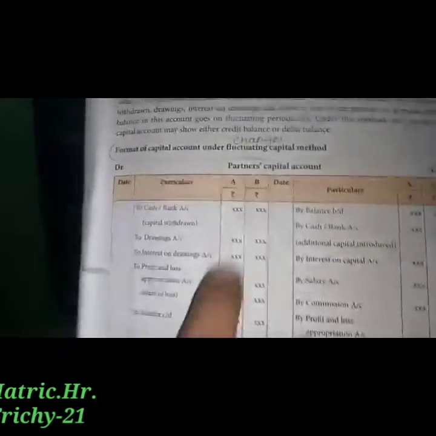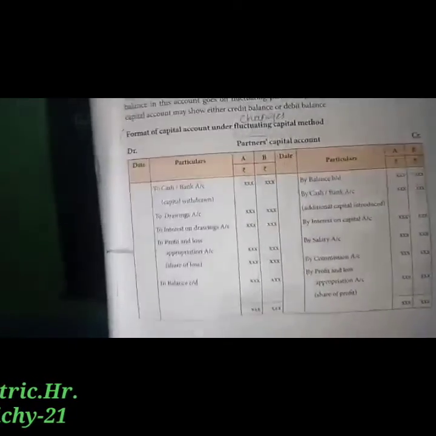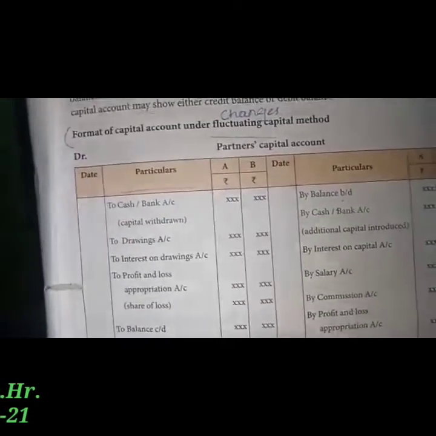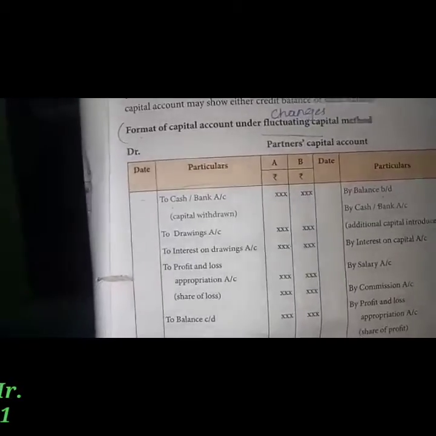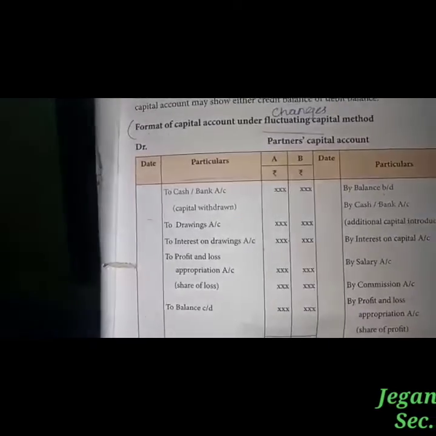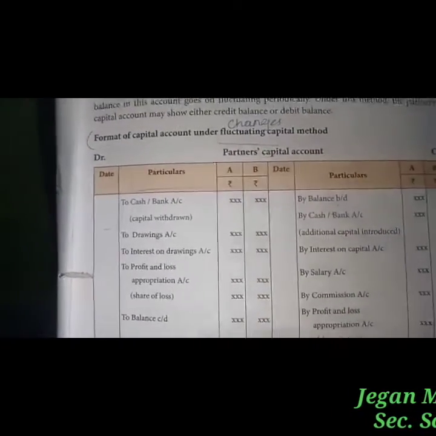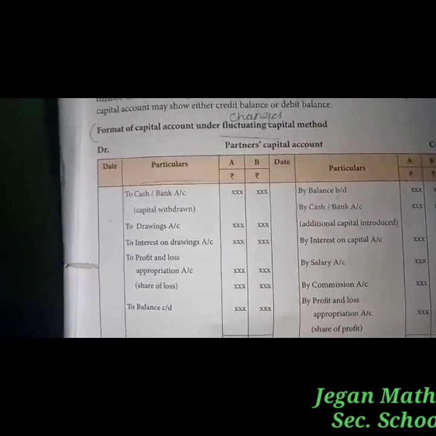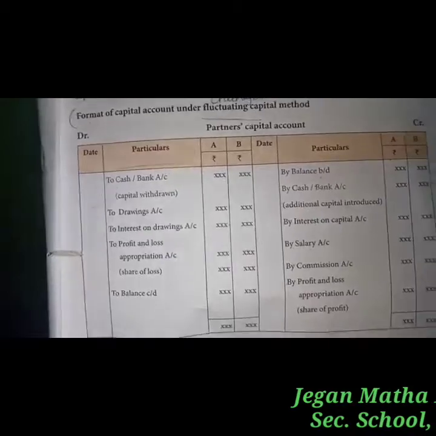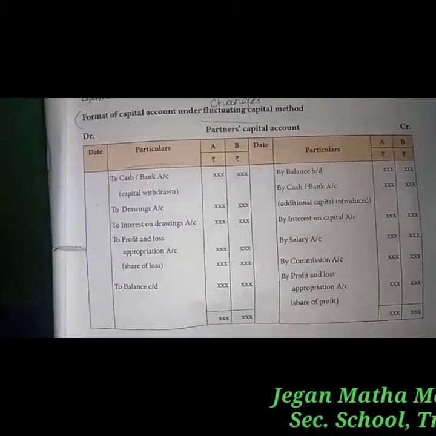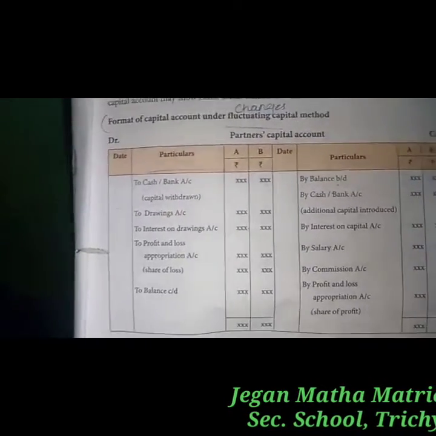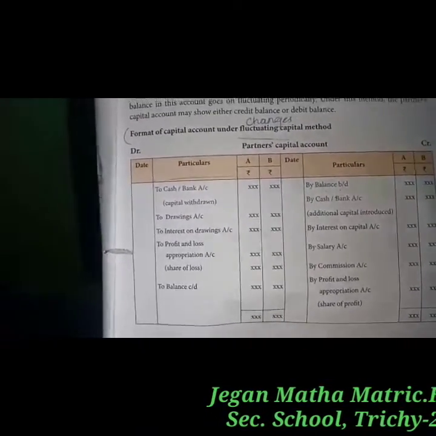So first, the partner's capital account. On the debit side: to cash or bank, to drawings, to interest on drawings, to profit and loss appropriation, share of loss. Then on the credit side: by balance brought down. Okay, the opening capital balance has to be written here. The next, additional capital introduced by the partner, we have to write on the credit side by cash or bank, then by interest on capital, next by salary account, next by commission account, next by profit and loss appropriation account. Okay, this is the format of the fluctuating capital method.